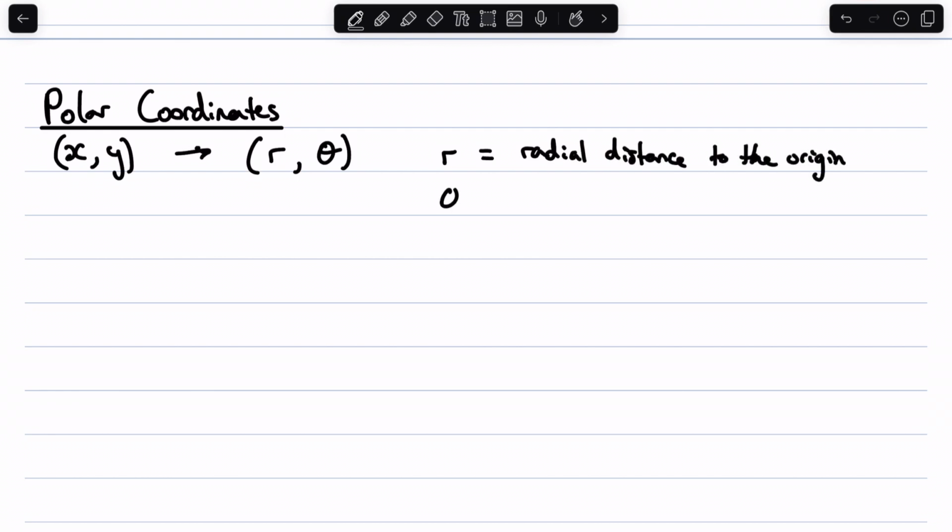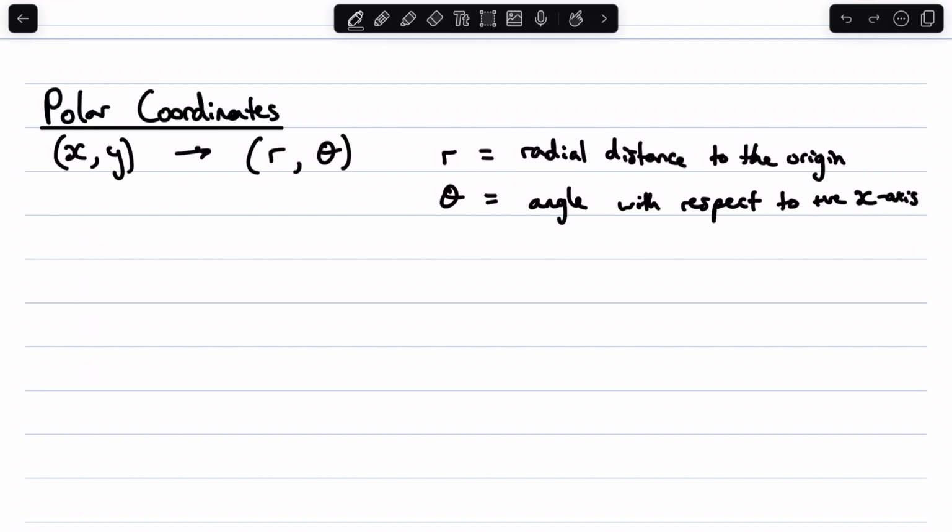The main 2 that are used throughout physics are spherical polar coordinates and cylindrical polar coordinates, both of which are very useful in different cases. Our foundation is just going to be our 2-dimensional polar coordinates. So instead of x and y, our coordinates are going to be r and theta. Here, r is the radial distance to the origin, and theta is the angle, defined with respect to the positive x-axis.